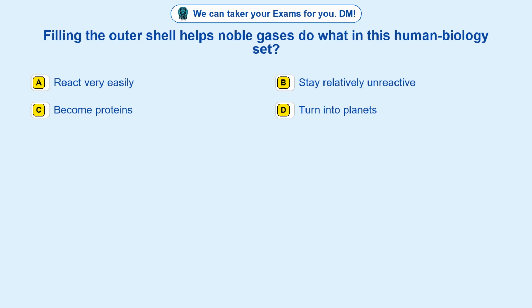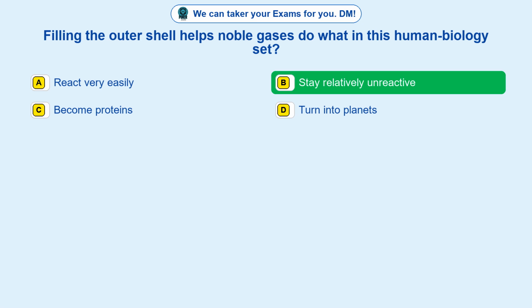Question 41. Filling the outer shell helps noble gases do what in this human biology set? Option A, react very easily. Option B, stay relatively unreactive. Option C, become proteins. Option D, turn into planets.